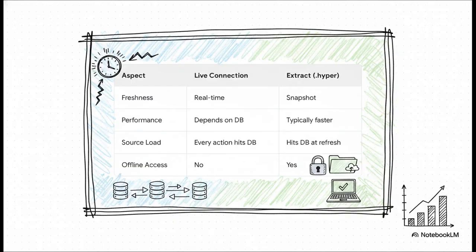This table breaks it down pretty clearly. With a live connection, your data is always up to the second fresh. That's awesome for things like a live sales monitor. But the performance really depends on how fast your database is. An extract, on the other hand, is a snapshot. It's almost always going to be way faster. And hey, you can even work on it offline, like on a plane.